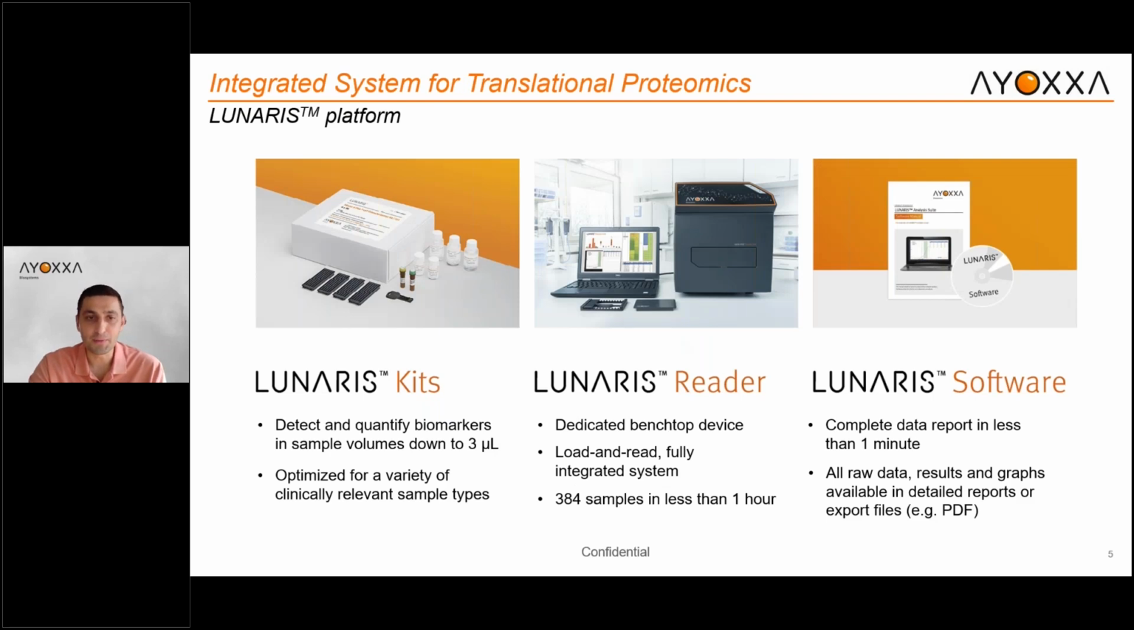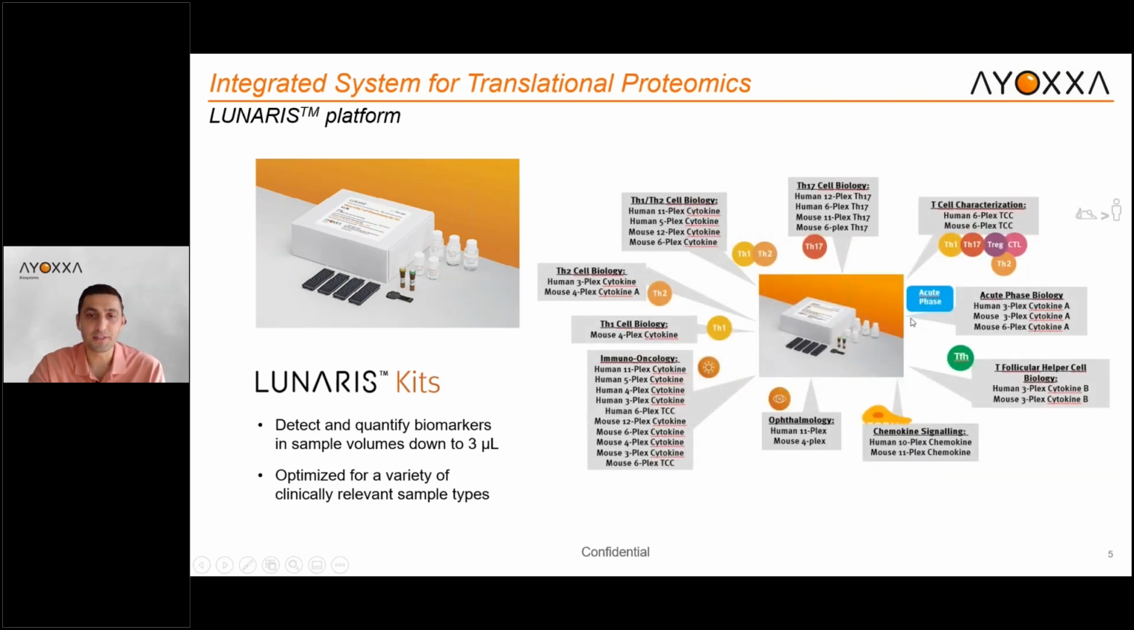Now, our platform consists of 3 components: our kits, our reader, and our software. We have over 100 analytes to choose from for both human and mouse models in the application fields of immuno-oncology, inflammation, and ophthalmology. For time's sake, I won't go over each of these kits that we offer, but I do encourage you to take a look at our website for more information.